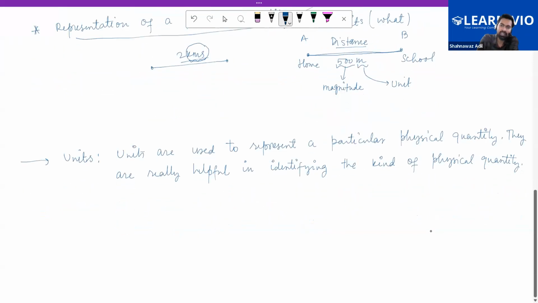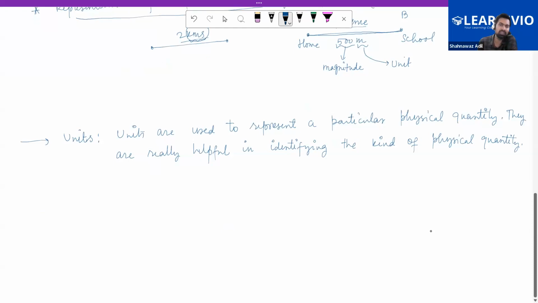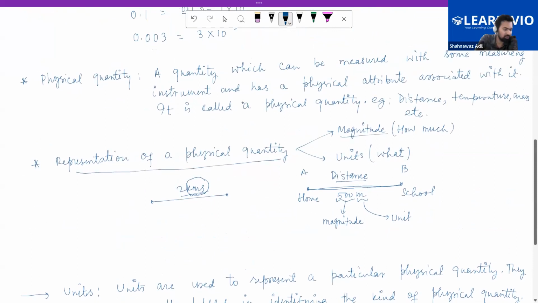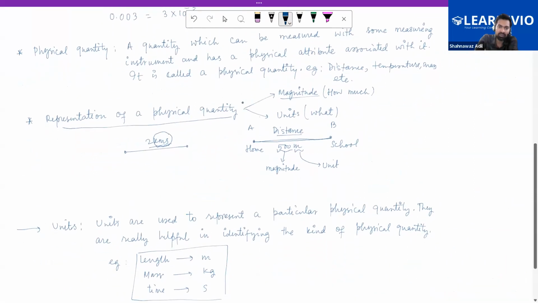For example, the basic units that we have in our daily life: length, which has a unit of meters, mass, which has a unit of kg, and time, which has a unit of seconds. These are the basic units that we have in our daily life, and we will be talking about these in detail. So please note it down up to this point, and if you have any question, please add it.